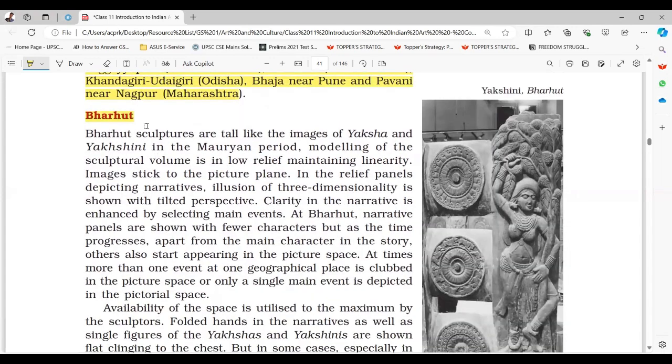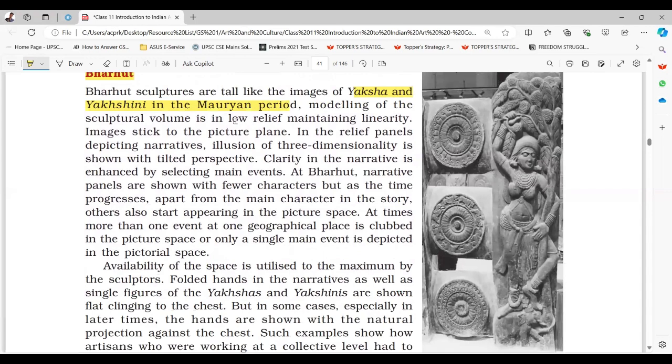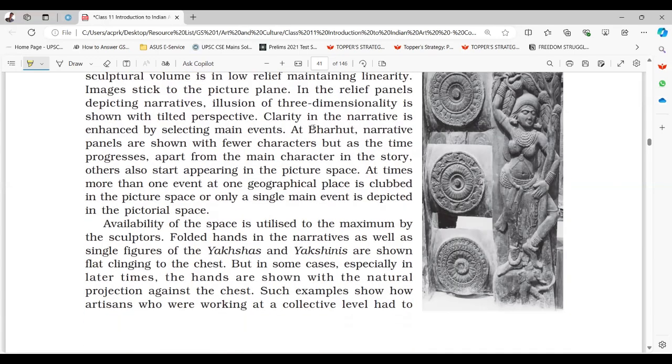Bharhut sculptures are tall images of Yaksha and Yakshini from the Mauryan period. Modeling of the sculptural volume is in low relief, maintaining linearity. Images stick to the picture plane. In the relief panels depicting narratives, the illusion of three-dimensionality is shown with a tilted perspective. Clarity in the narrative is enhanced by selecting main events.